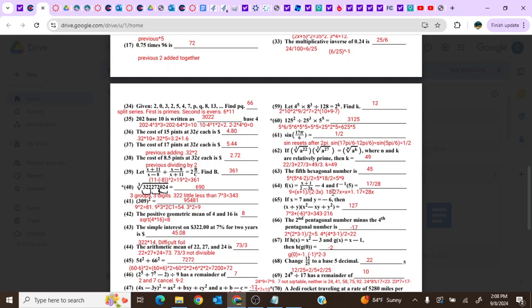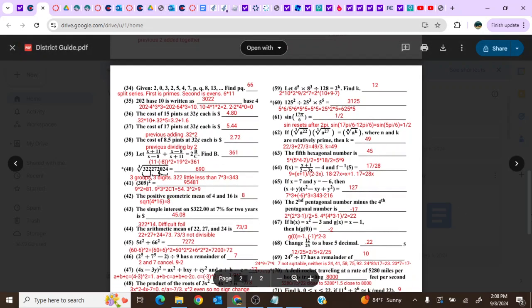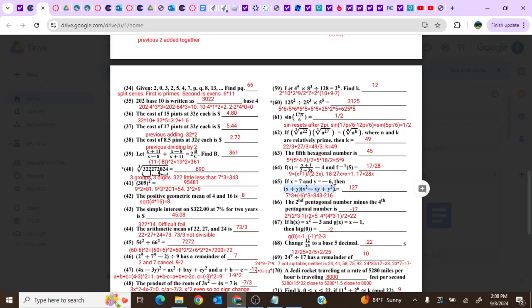65. If x is 7, y is negative 6. What is this giant thing right here? Hopefully you should recognize this to be the equation for difference or for sum of cubes.